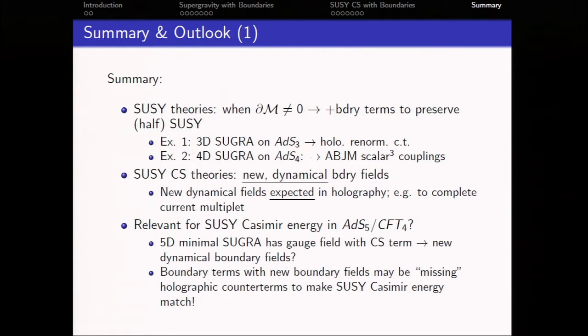I hope I've convinced you that a very general framework to work with SUSY theories when you have a boundary is to add some boundary terms to preserve supersymmetry, and I've given you some examples of that. I've shown you that in supersymmetric Chern-Simons theories, this leads to new dynamical fields on the boundary. And these are not at all mysterious when you think of holography. They're expected even to complete current multiplets. And then a more speculative thing is, maybe these kind of terms are important for matching the supersymmetric Casimir energy in AdS5 to the CFT4 computation.